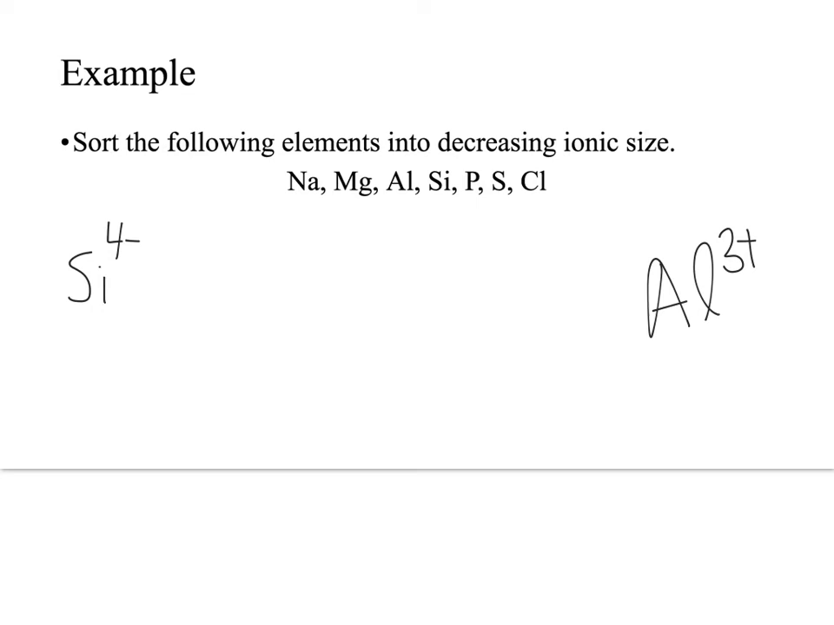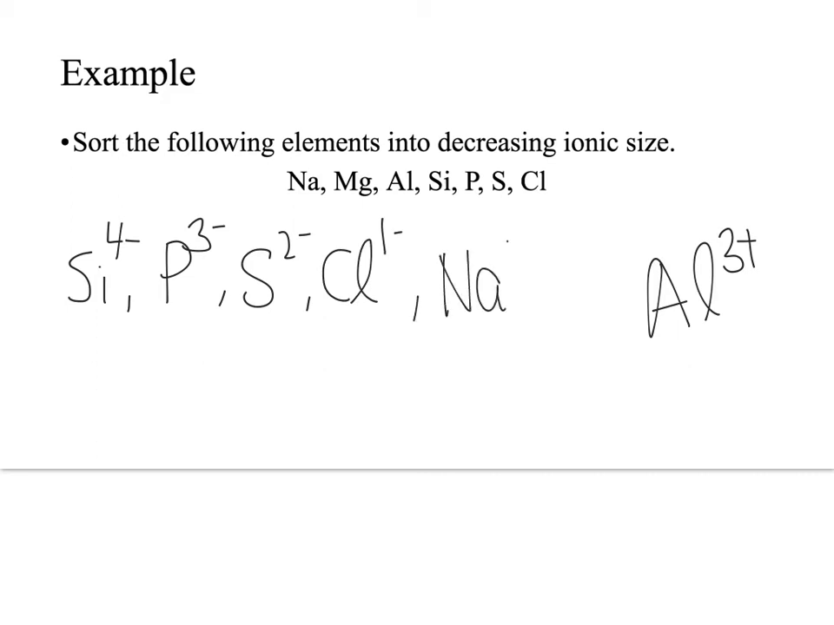All right, let's finish these. So we have phosphorus is 3 minus, sulfur is 2 minus, chlorine is 1 minus. We don't have any zeros, but we do have sodium as a 1 plus and magnesium as a 2 plus. Now, you actually should factor in their location on the periodic table, but all of these are in the same row, so we can kind of just go off the charges. So again, basically the bigger the negative charge, the bigger the atom, and the bigger the positive charge, the smaller the atom. There you go.